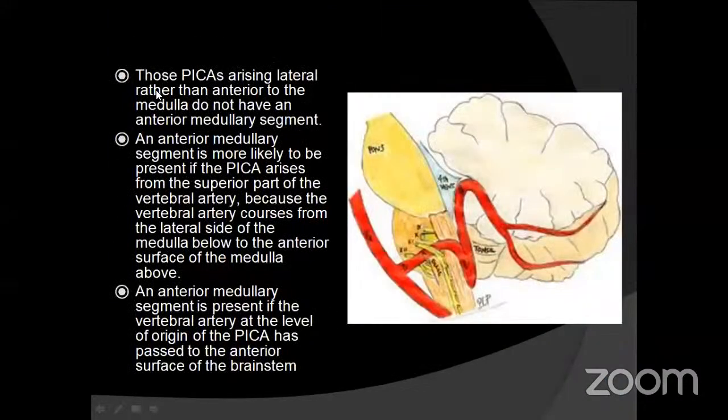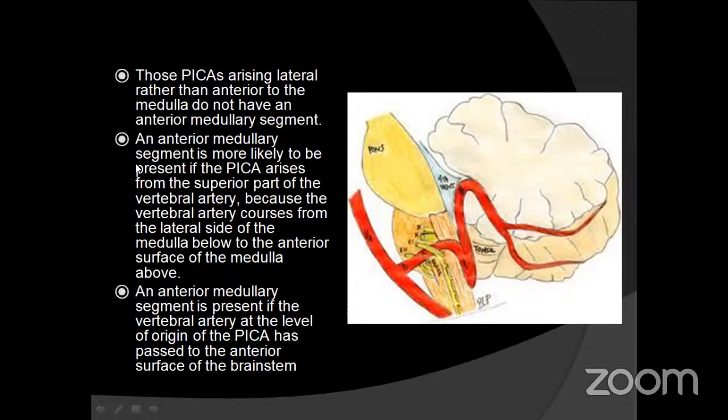Coming up next, those PICAs that arise lateral rather than anterior to medulla do not have an anterior medullary segment. As we know, the anatomy of the posterior fossa is quite variable and the anatomy of PICA is also quite variable. So in some dissections, it was seen that PICA was not arising from the vertebral artery anterior to medulla, but was arising lateral to it. So if we have a different anatomy and PICA is arising from the vertebral artery that is lying lateral to the medulla oblongata, then we won't have this anterior medullary segment.